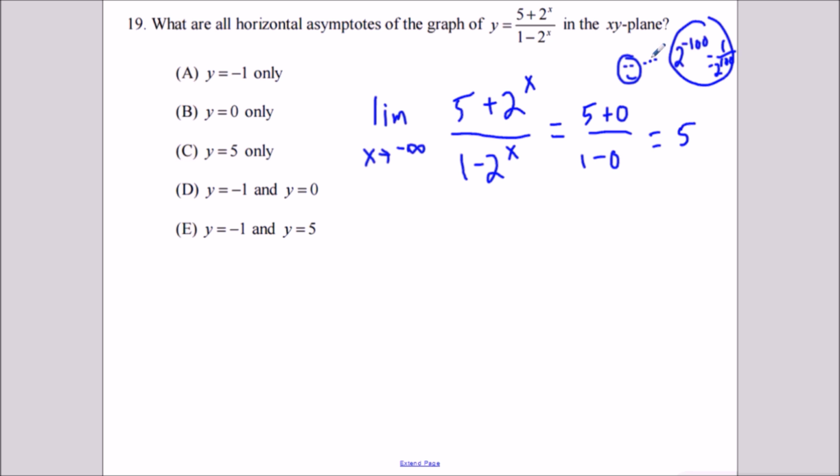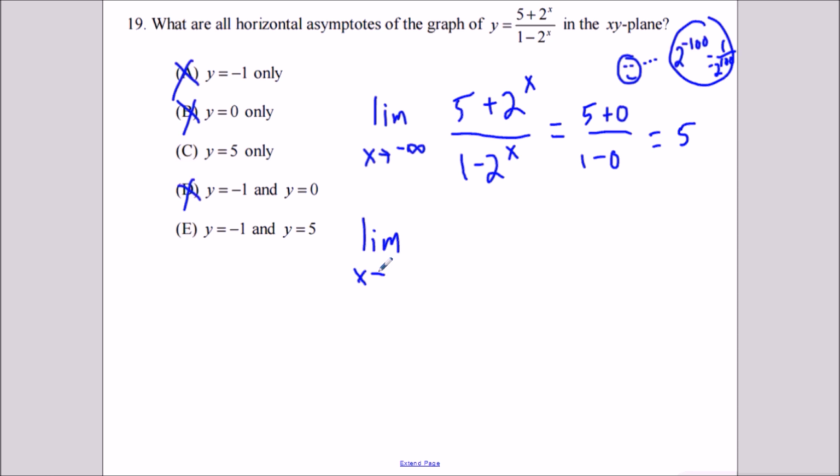So the trick is, as x goes to plus or minus infinity, just think of a number like 100 or negative 100 and see how it affects the expression like 2 to the x. And that'll help you see if it shrinks to 0. So that means 5 is going to be one of the horizontal asymptotes, which means A is out, B is out, D is out. So right away, let's say you don't know how to do the positive infinity side. Narrowing it down to these two choices gives you a 50-50 shot of getting this correct.